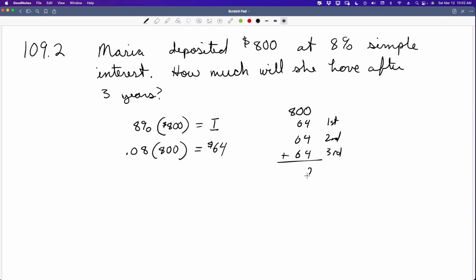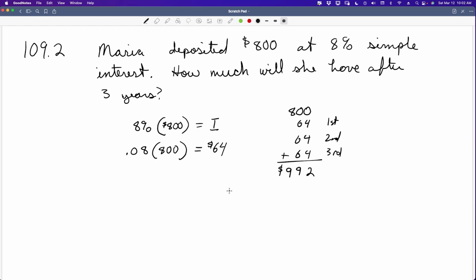So that's going to be $192 plus $800, so she is going to have $992 after 3 years of just leaving that original $800 in the bank. So she made $192 in simple interest by not doing anything except just putting her money in the bank and leaving it there. That's not too shabby. $192, that's a nice shopping spree, you know?